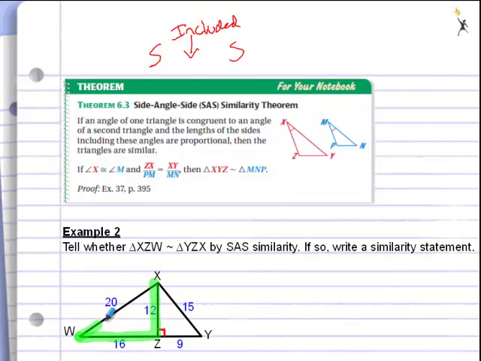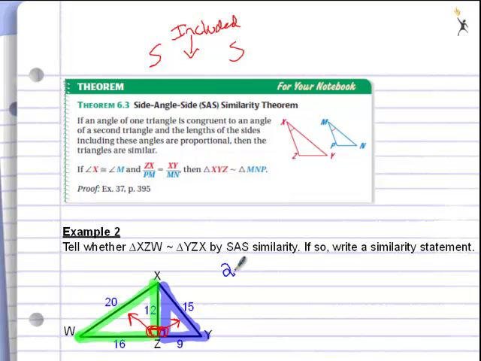XZW is right here, and then YZX is right here. Now what I'm going to do is, because these two triangles are not in the same position, I am going to identify some common characteristics. Here's a 90-degree angle, here's a 90-degree angle, which means the side opposite those is what we call the hypotenuse. So I can compare the two hypotenuses.